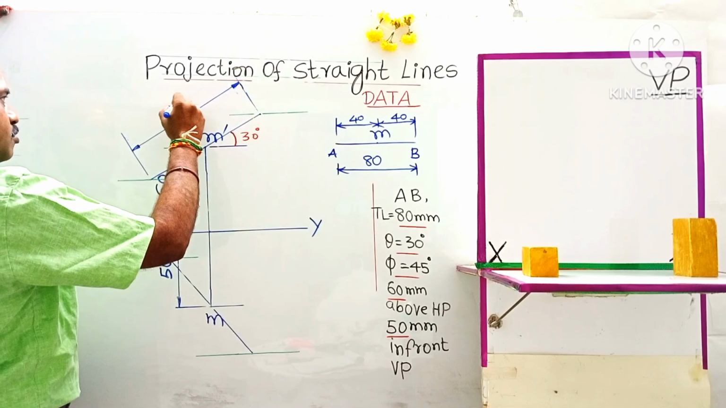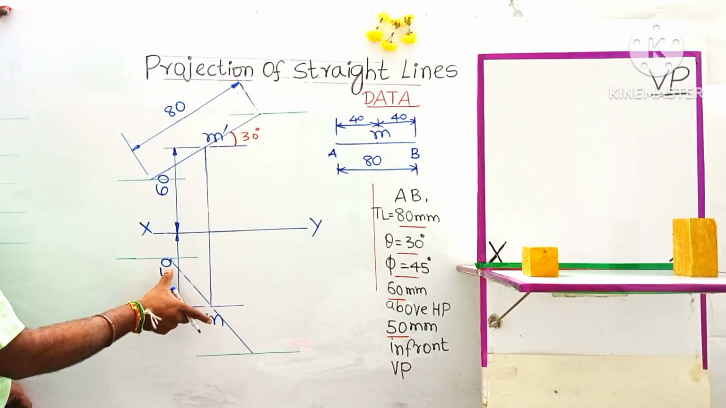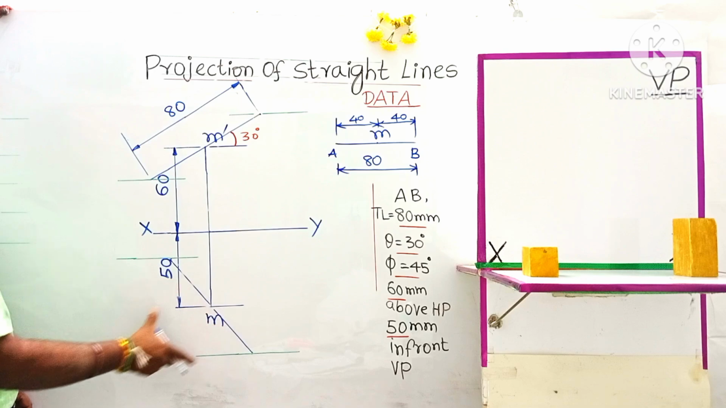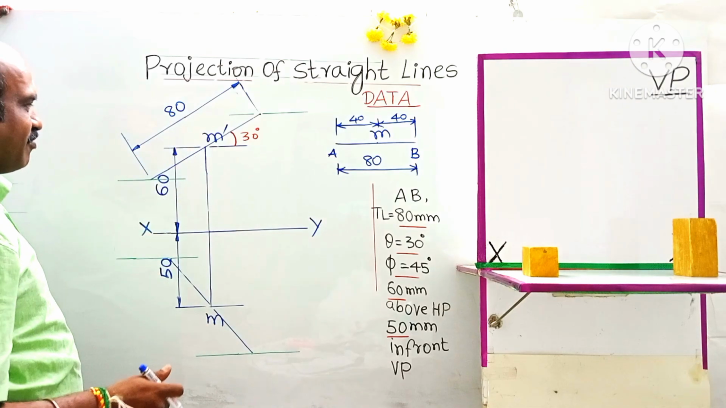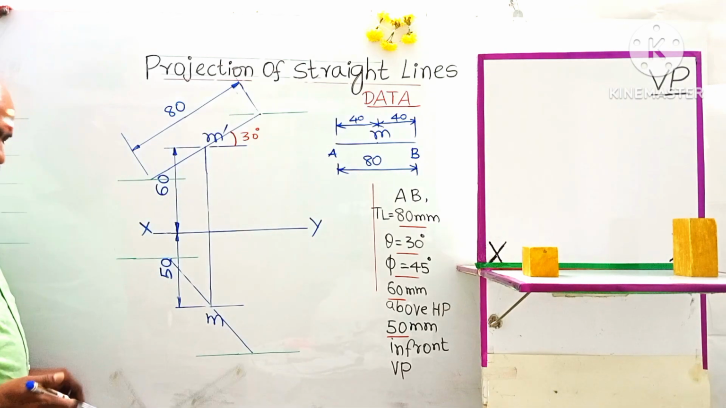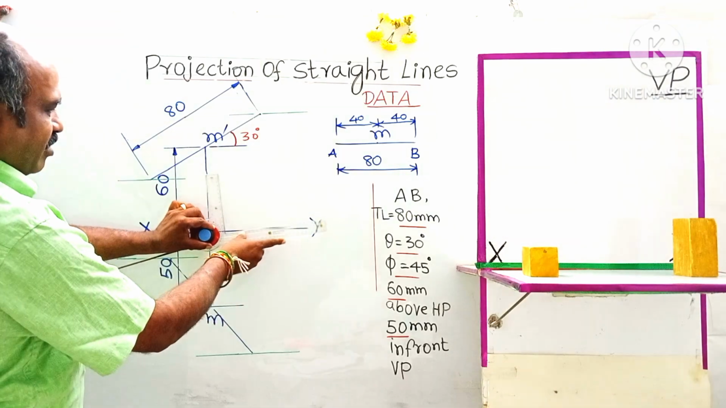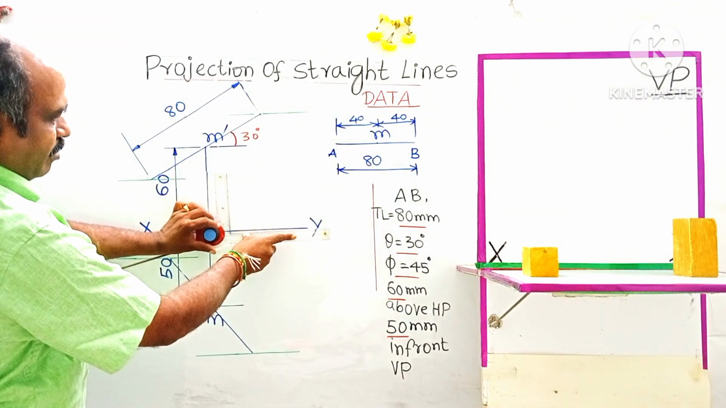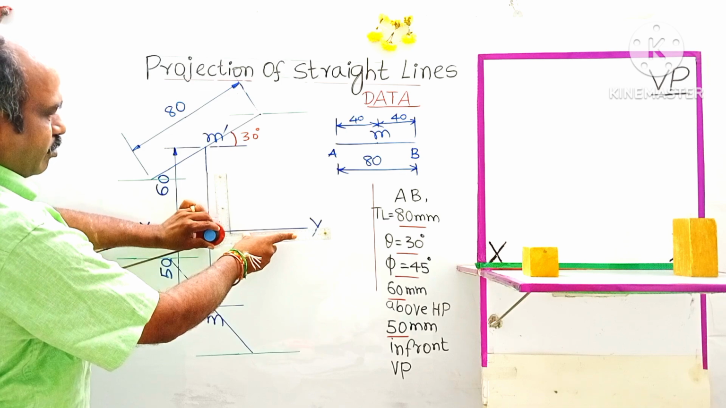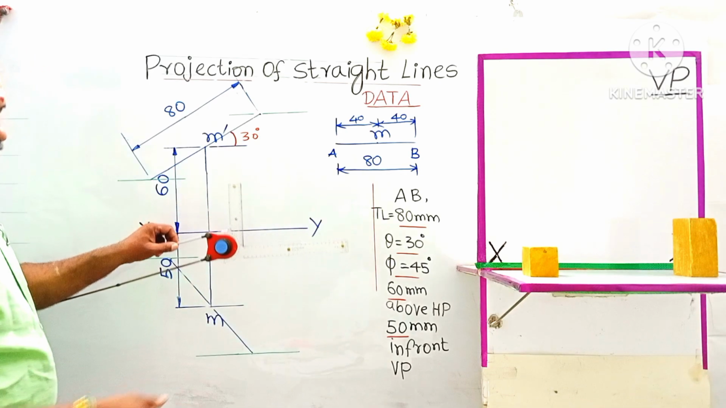Okay. Similarly, this is also the same as 80. If any one dimension is given, it is sufficient. Okay. The next step is to reset your drafter scale. Release the nut, loosen it, and keep it on the first drawn line, the XY line. Keep the longer scale edge over the line XY. Rotate the nut clockwise. The scale will be positioned like this.